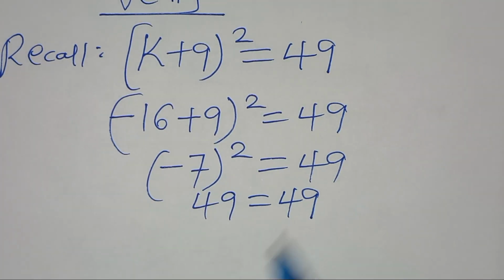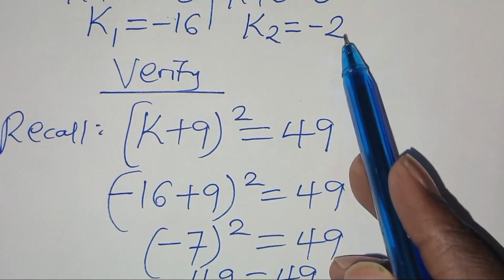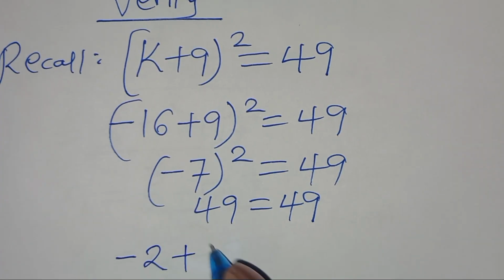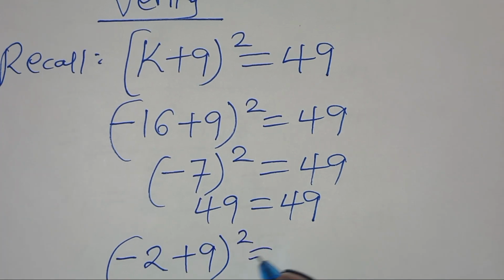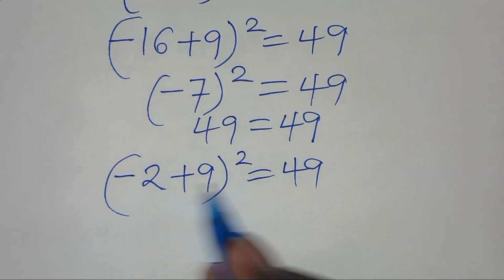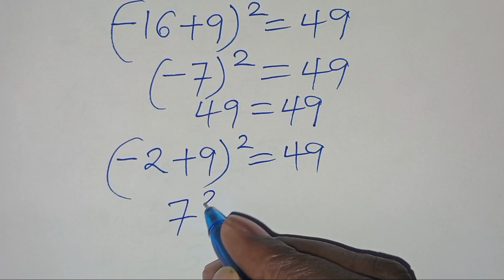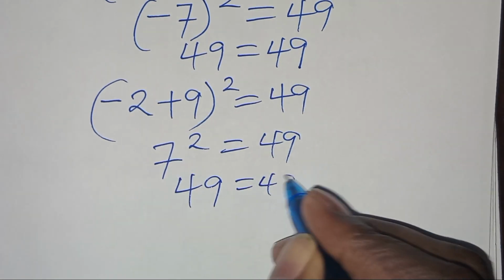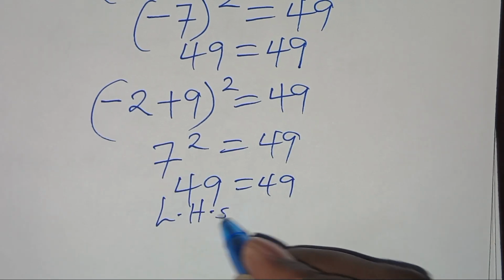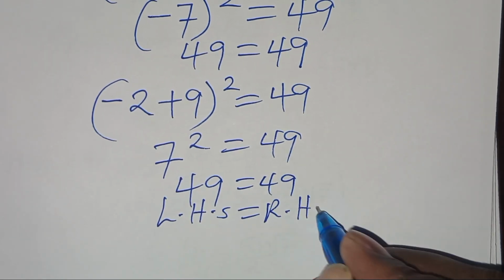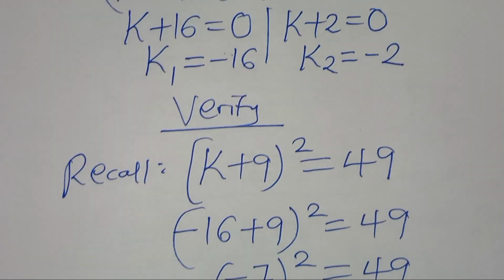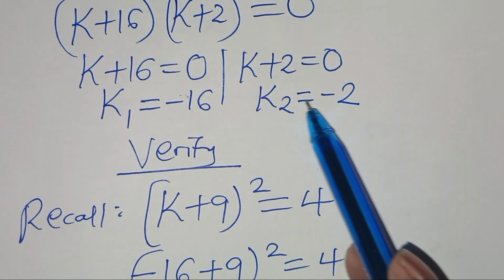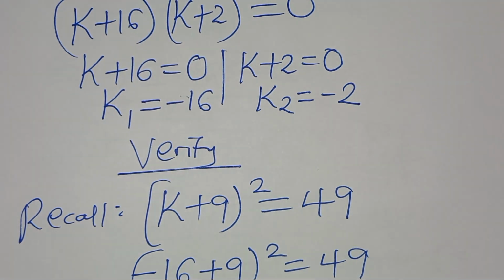So let's check k2. k2 here is minus 2. So substituting minus 2 here, we have (-2 + 9)^2. This should give us a value of 49. So minus 2 plus 9 is 7, and 7 squared is equal to 49. So that implies that the left hand side is equal to the right hand side. And therefore, this shows that the value of k1, which is minus 16, and k2, which is minus 2, satisfy the equation.